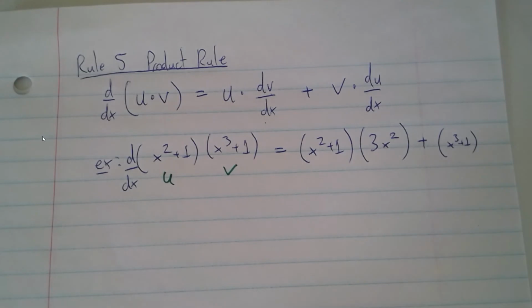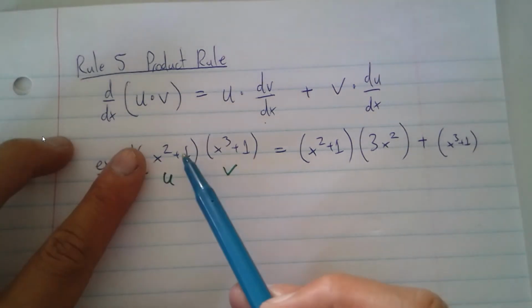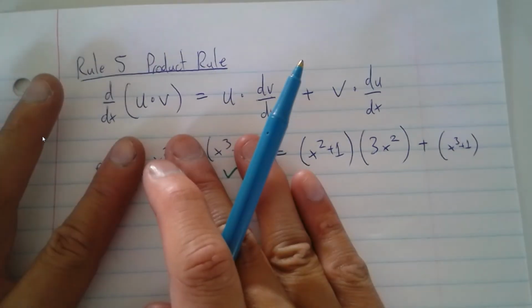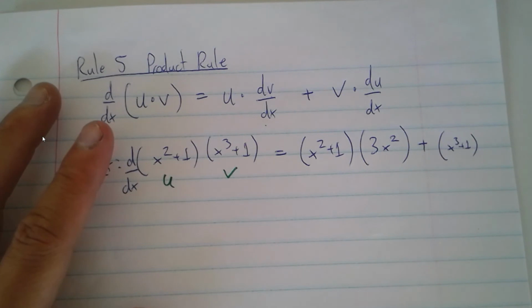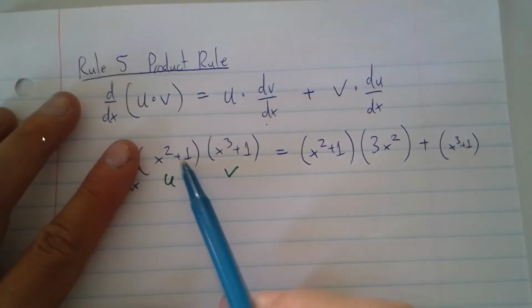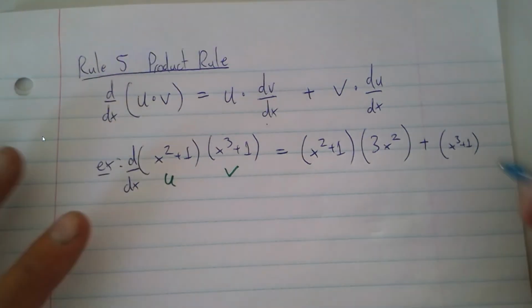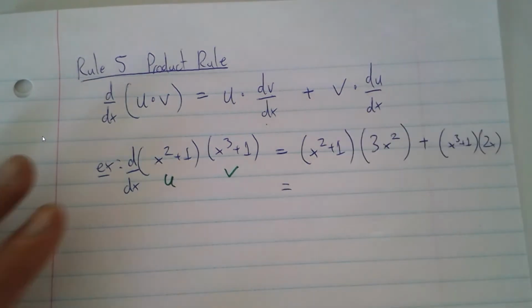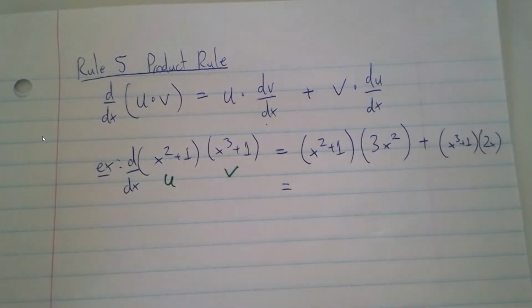Now we take the derivative of u. Can someone tell me the derivative of u? What is the derivative of x squared plus 1? What is the derivative of x squared? 2x. What's the derivative of 1? 0. So 2x.